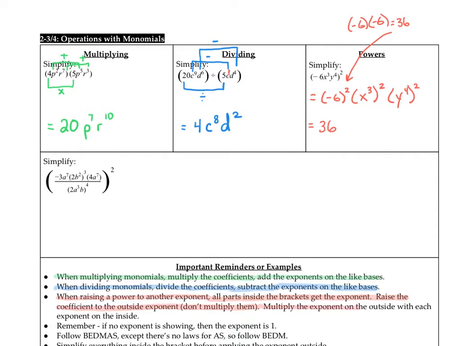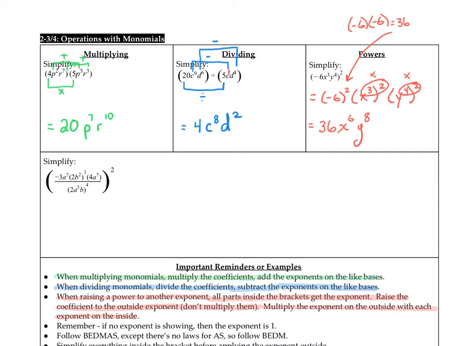Then you're going to multiply the exponent on the outside with each exponent on the inside. So these exponents get multiplied, so that would be x to the 6. These exponents get multiplied, so that would be y to the 8. So you do multiply the exponents, but the coefficient you want to remember gets an exponent. So it's negative 6 to the exponent 2, not negative 6 times 2.